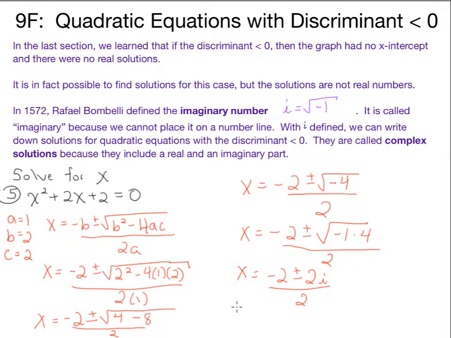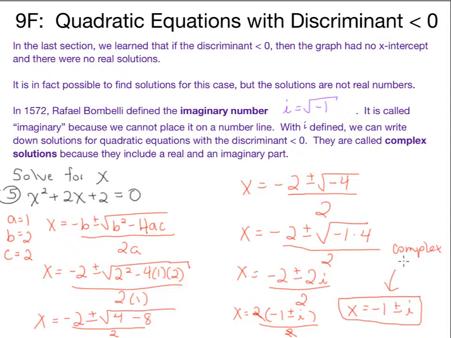Now remember, complex number is made up of an imaginary part and a real part, and we write the real part first. So the first thing I want to do is I notice I have a GCF on the top, so I factor out the 2, and then I rewrite this as -1 plus or minus i. So notice I have the complex number, which is composed of a real number, plus or minus an imaginary part. Make sure you always break it up in that form. Let's try one more example.